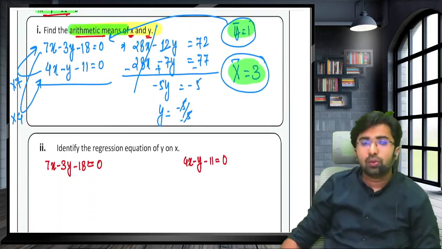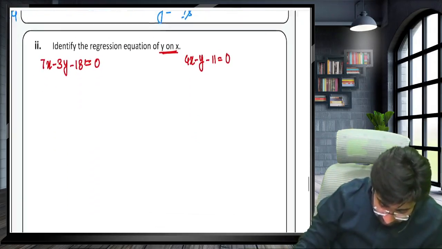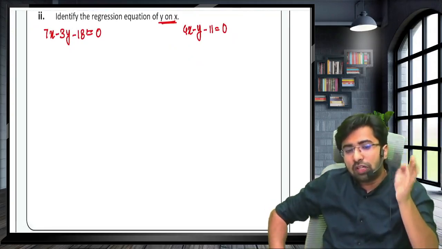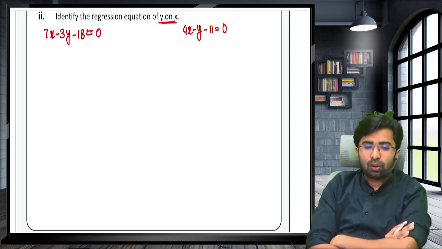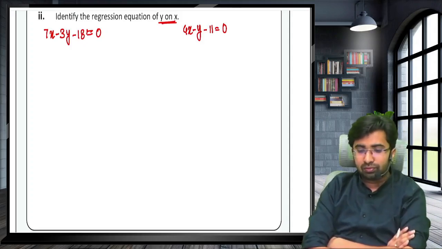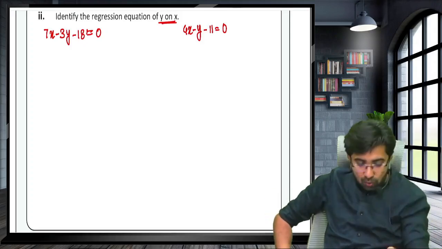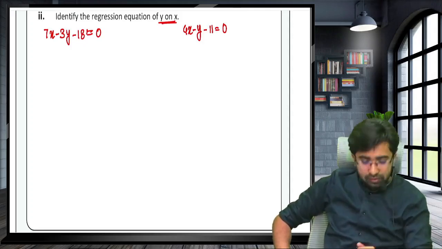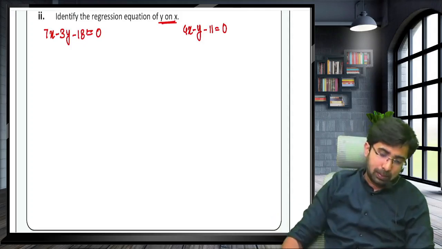I am asking you, guys, can you tell me which one is y on x and which one is x on y? By looking at the lines, can we predict which one is x on y and which one is y on x? Say yes or no. No. How can you tell which one is y on x? They have not given it to you in the standard format.